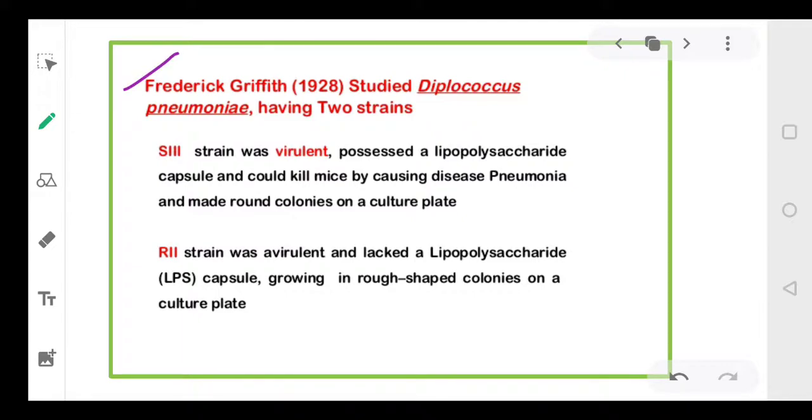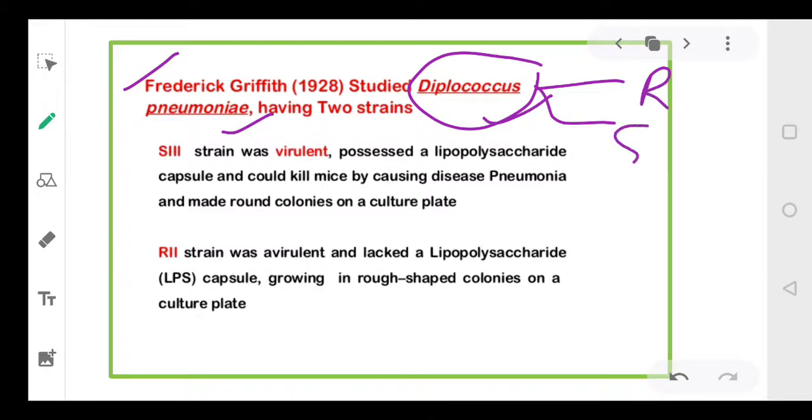Now, the very first is Frederick Griffith's experiment. Frederick performed his experiments on Diplococcus pneumoniae. This was the experimental organism. Now, Diplococcus pneumoniae has 2 strains: one is the R strain, another is the S strain. So this is simply your S strain. And this S strain is virulent. Virulent means it causes a disease.